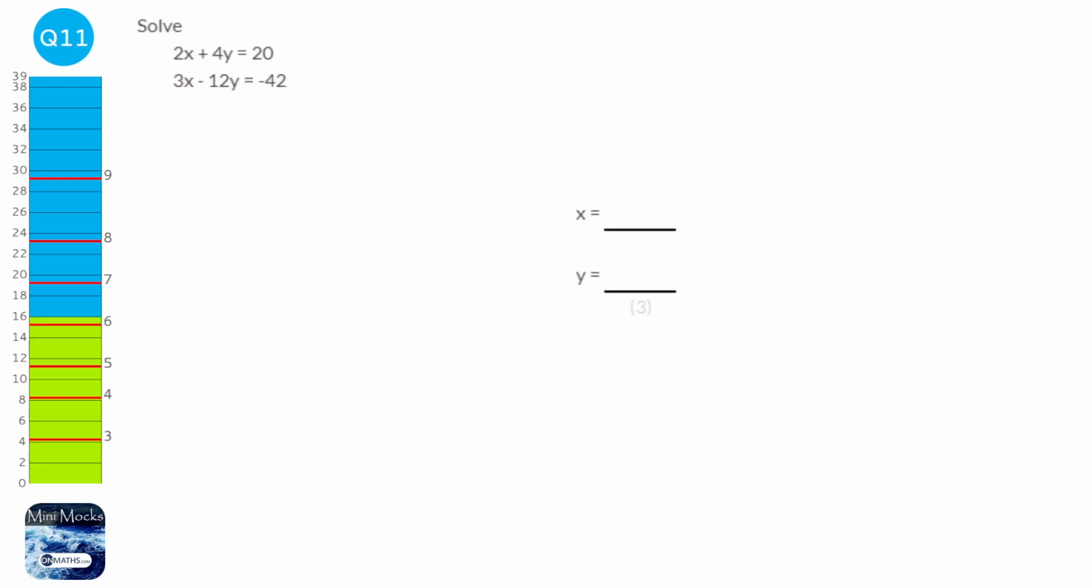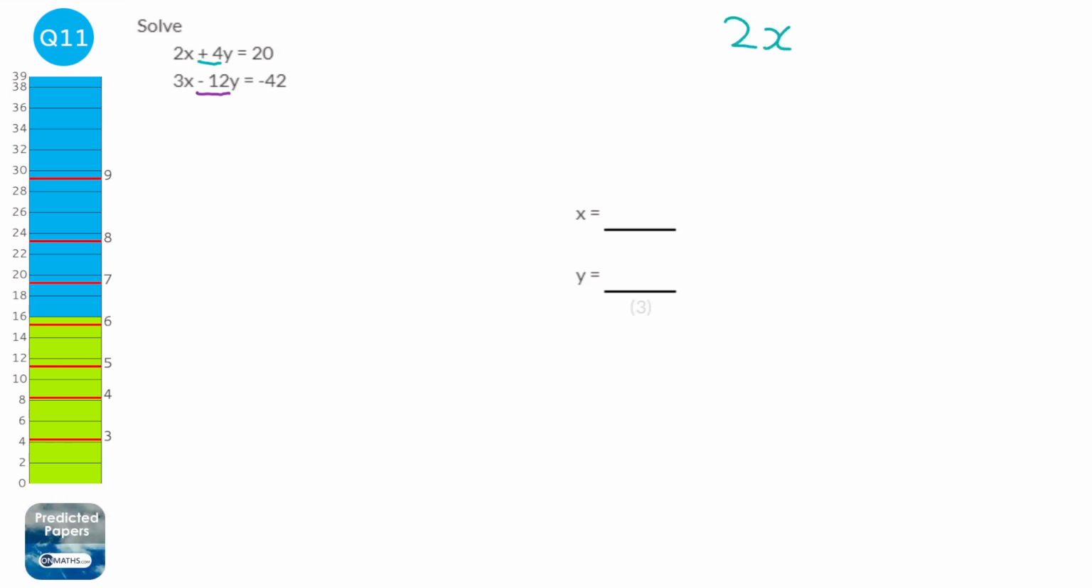So we notice with these simultaneous equations that the coefficients of the x's are different and the coefficients of the y's are different. But if you look at the coefficients of the y's, they are similar. If we multiply the 4 there by 3, we will get to the 12 there, and we ignore signs. I know it's a minus 12. So what we want to do is multiply everything in that equation by 3.